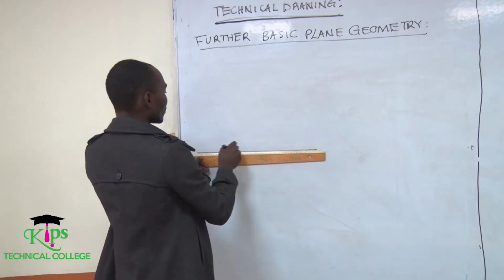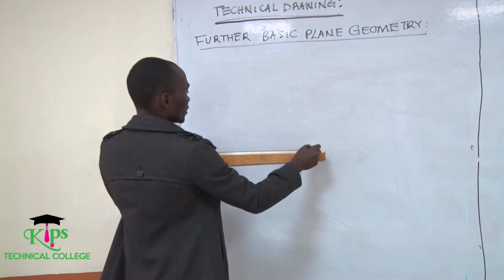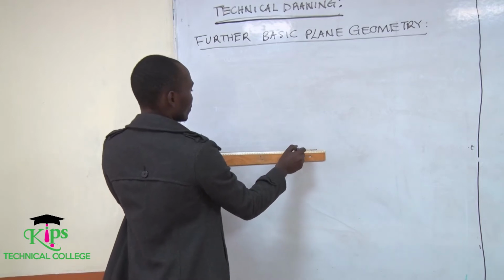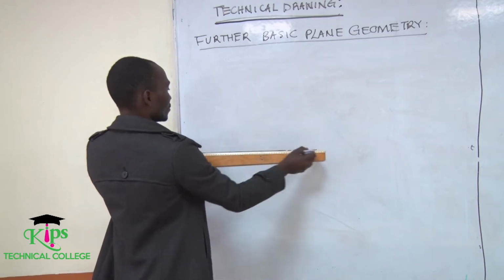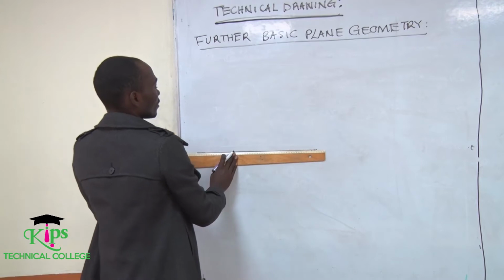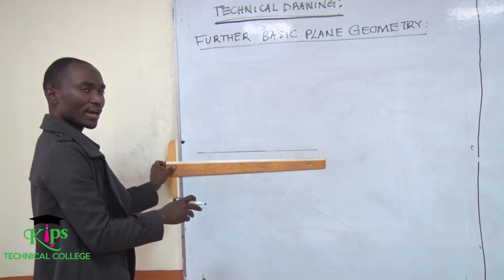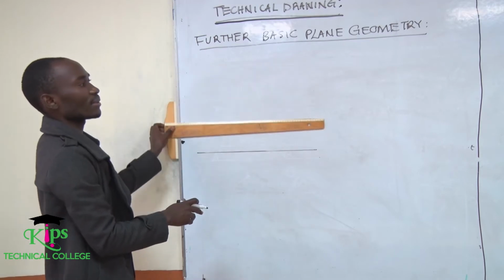First of all, let me draw this line, which is the first line that you have to draw. That is the line that I've drawn with my t-square, and you can see how my t-square is lined in.